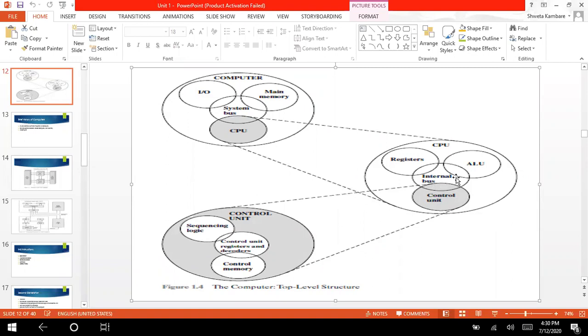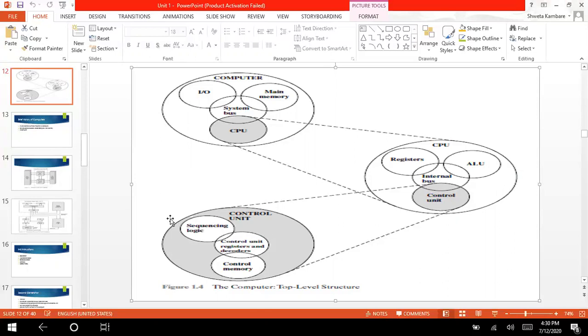These are the main components of your CPU. Your CPU has registers, an arithmetic logic unit, an internal bus, and a control unit. And we can call this control unit the brain of your computer.